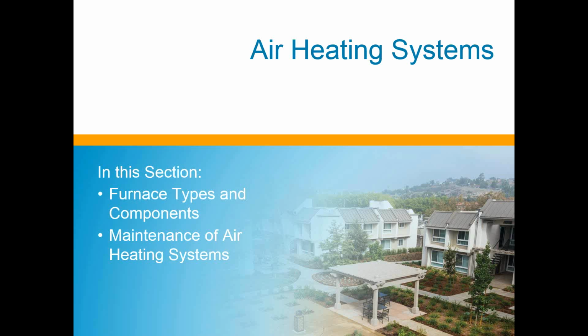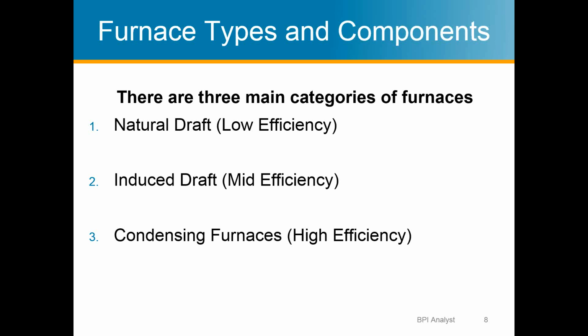All right, so today we're going to be talking about furnaces and heating systems, and we're also going to talk about water heating at the end of this. Just getting started here, there are 3 main types of gas-fired furnaces. There's natural draft, which is lower efficiency, induced draft, which is middle efficiency, and condensing furnaces, which are the highest efficiency we can do in a gas system.